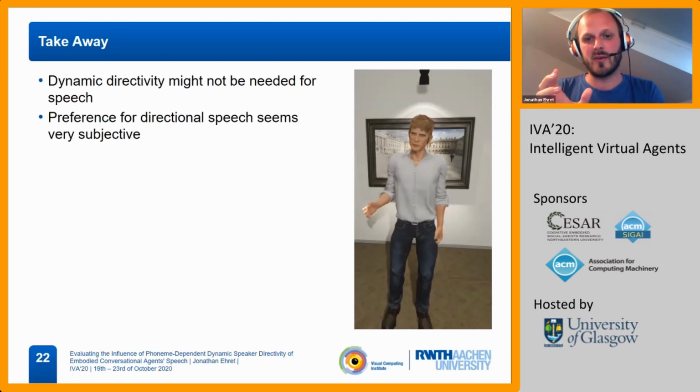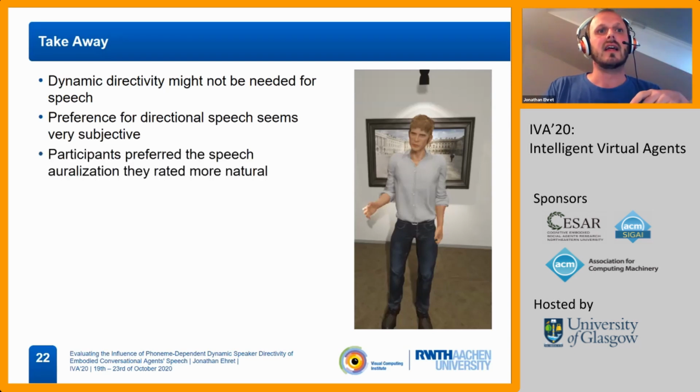Yeah, that might be less realistic or perceived as less natural, and therefore they didn't like the directional case. But participants preferred speech which they deemed more natural. So striving for higher naturalism is a good thing and worth doing.